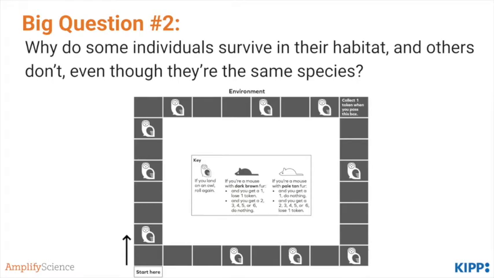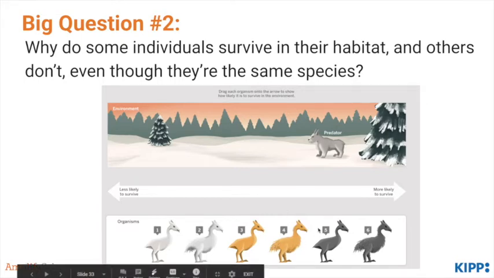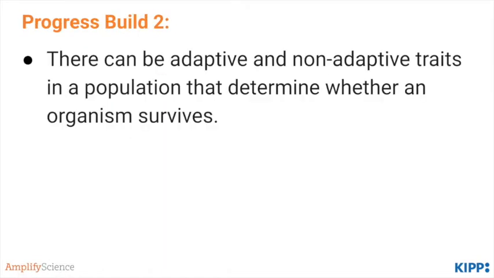Next, they return to a board game. This time, they are a mouse, avoiding owls and trying to get food. After playing the game and collecting data, they graph it once again. Students also explore models of survival within an environment with animals of the same species that have slightly different traits, such as having thick fur or no fur, and being certain colors, and how that affects their likelihood of survival in an environment. Here's another example with long necks versus short necks, armor versus no armor. And by this point in the unit, students should understand progress build 2.